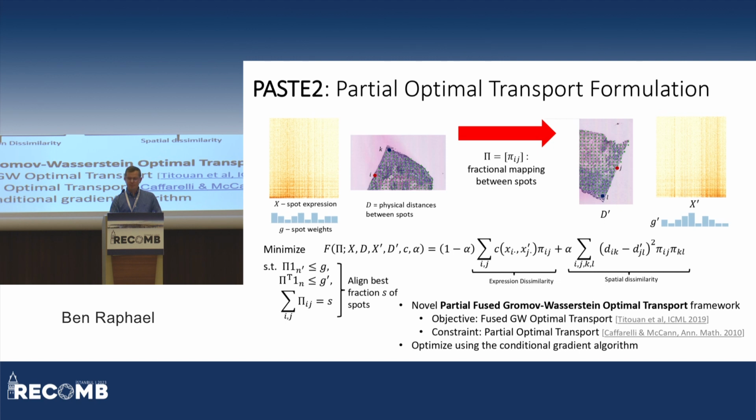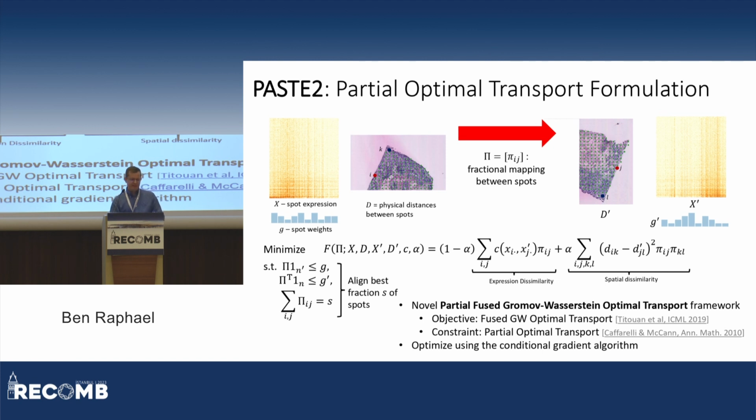Both these terms are weighted by this probability map pi, so it's a sum of these two weighted terms, and then there's this parameter alpha that balances these two criteria. And then the new part here is that we don't map all of the spots, we map just a fraction of this mass, this fraction S. So this is a combination of two ideas that exist already in optimal transport, partial optimal transport and fused Gromov-Wasserstein optimal transport. You put these together and you get partial fused Gromov-Wasserstein optimal transport. And we have a way of optimizing this function that's fairly efficient.